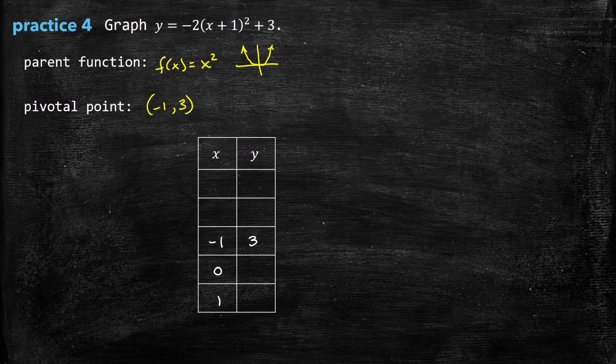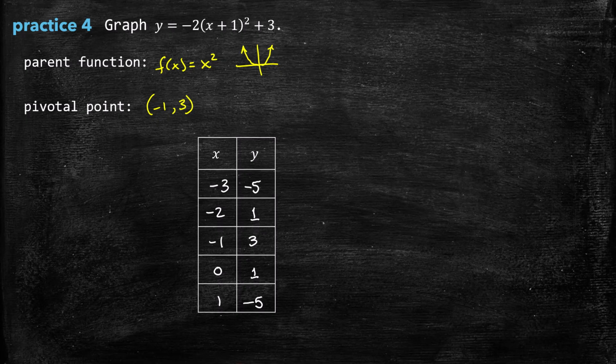So let's put this at the center of our table, -1, 3. Let's go 2 values of x on either side. And I'll let you do the arithmetic, but if you put in 0, you should get 1. And if you put in 1, you should get -5. Now, using the fact that a quadratic is symmetric over its axis of symmetry, we know that this is going to have to be 1, and this is going to have to be -5 to match up perfectly.